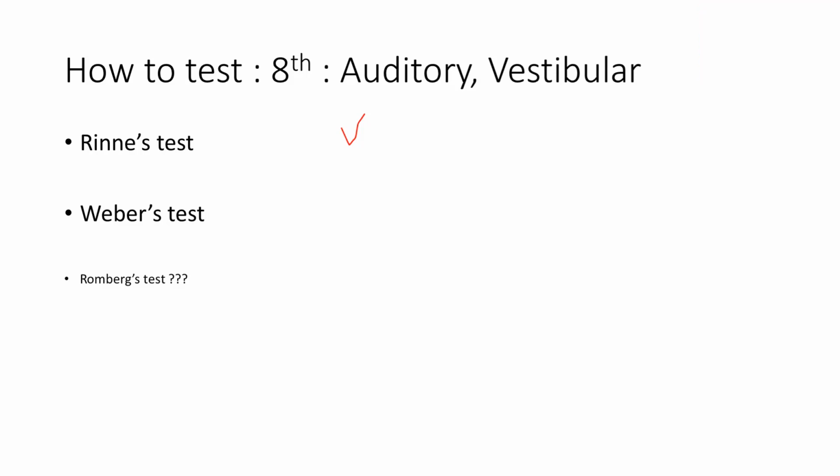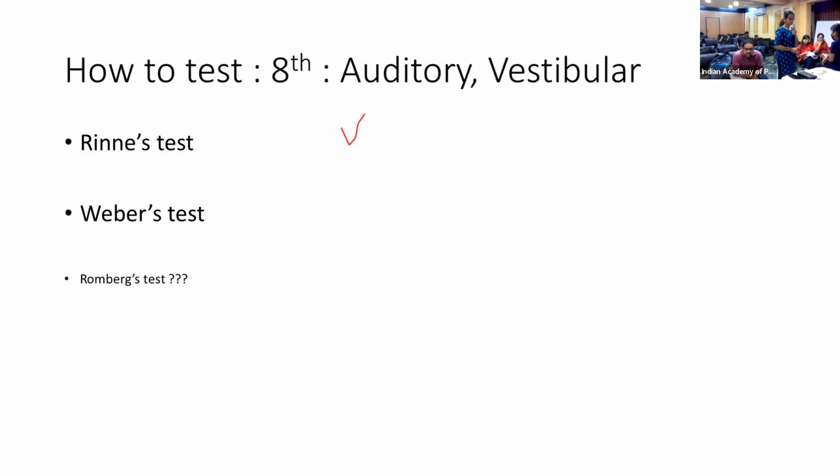So what does Rinne's test show? Suppose if on bone conduction on this side, she can still hear, that will indicate a conductive hearing loss. Correct? That is a conductive hearing loss. The air conduction is affected. Do the Weber's also then.